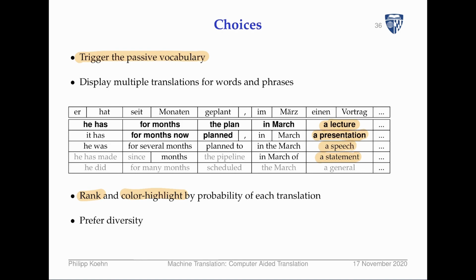So here's the ranking of the list. It's mostly ranked by probability of each translation. What we could also do in this list is prefer diversity. There are a lot of months here. Well, I guess there's not really any alternative there. But here you have planned, planned, planned. Maybe that's a bit too much. Maybe you should have some more diversity.